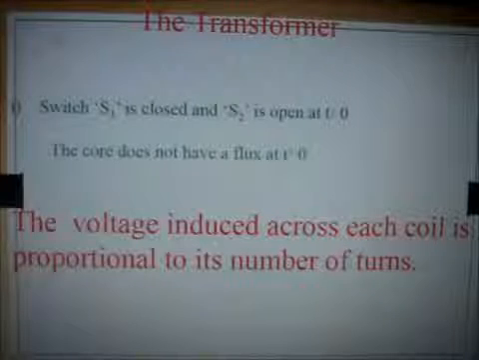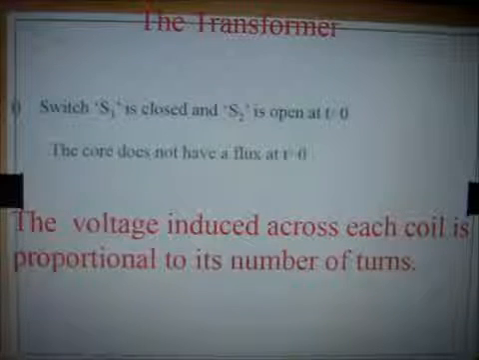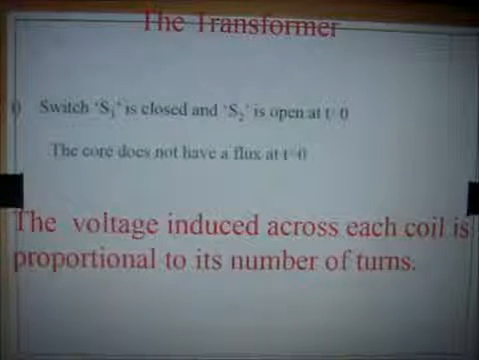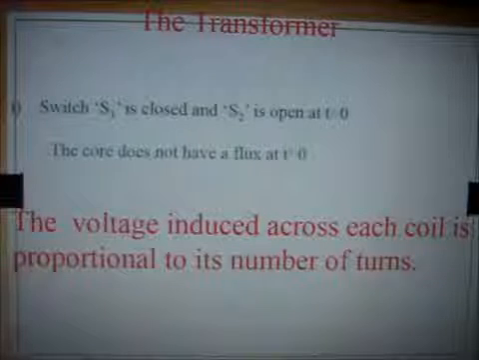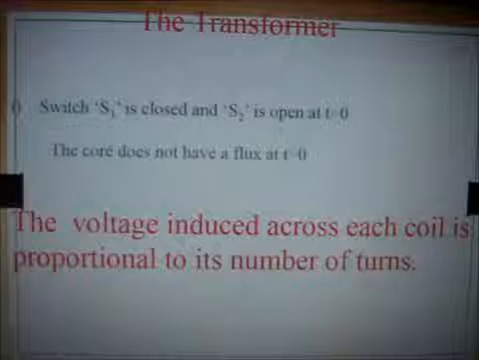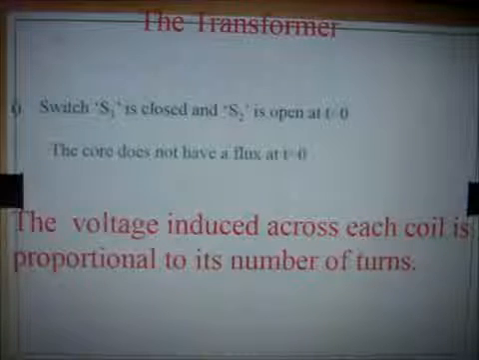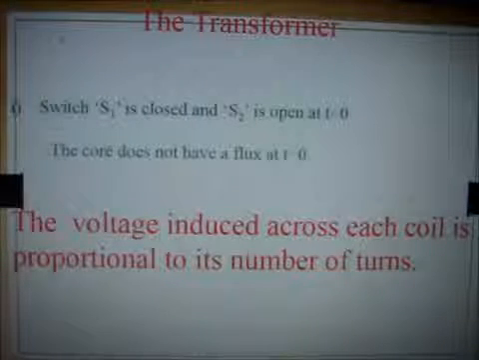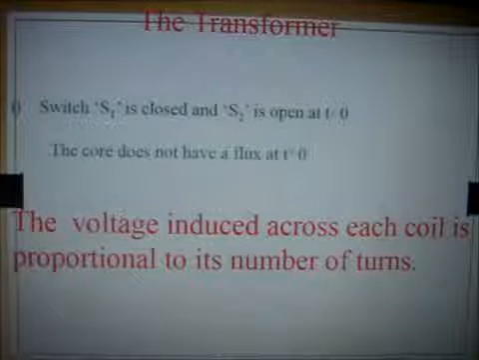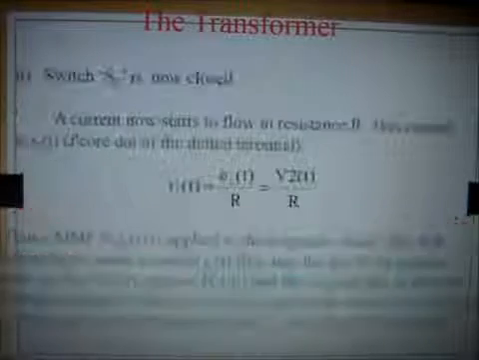Now you remember the first picture: S1 is the switch on the primary side, and S2 is the switch on the secondary side. If switch S1 is closed and S2 is open, the core does not have a flux. The voltage induced across each coil is proportional to the number of turns. So there will be no voltage produced in that case.